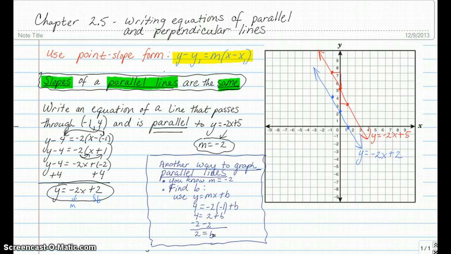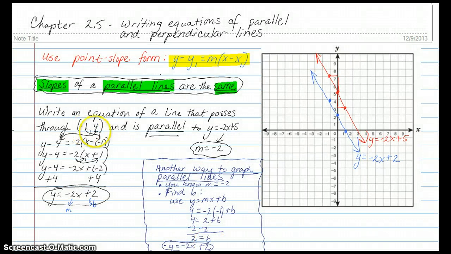So now you just write your equation. Once again, your equation is y equals negative 2x, that's your slope, plus 2, that's your b. This ordered pair negative 1, 4 will actually lie on this blue graph. So if we go negative 1, 4, negative 1, 4, you can see that the ordered pair is right on that graph.